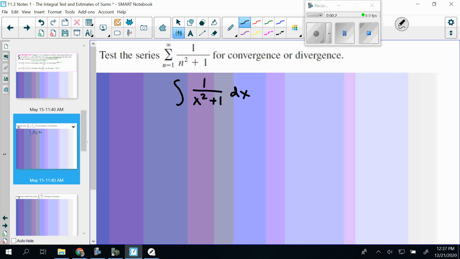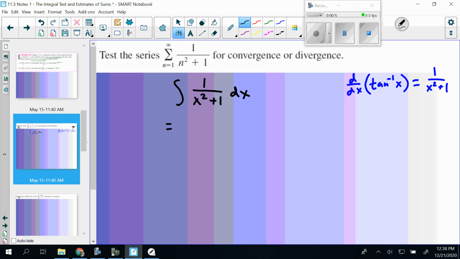This may look like one of those substitution ones, but I don't think it's quite going to work here, because if we do our derivative, we're going to have that 2x, which we can't get rid of that x. However, think about this one. What derivative did we have where if we took the derivative, we ended up with 1 over x squared plus 1? That one was inverse tangent. So this one is inverse tangent or arctangent.